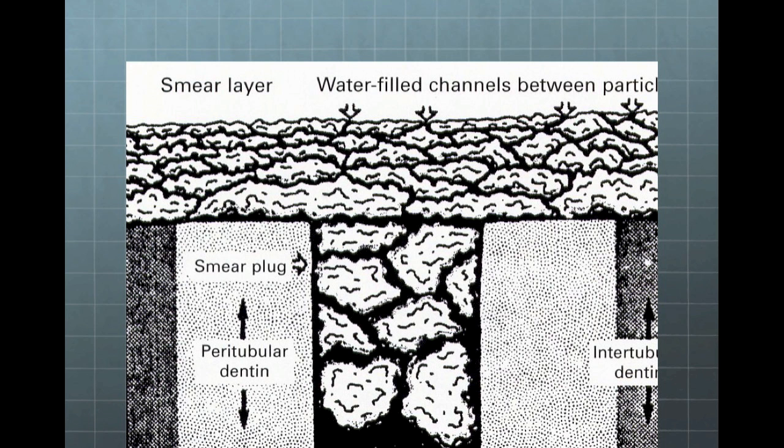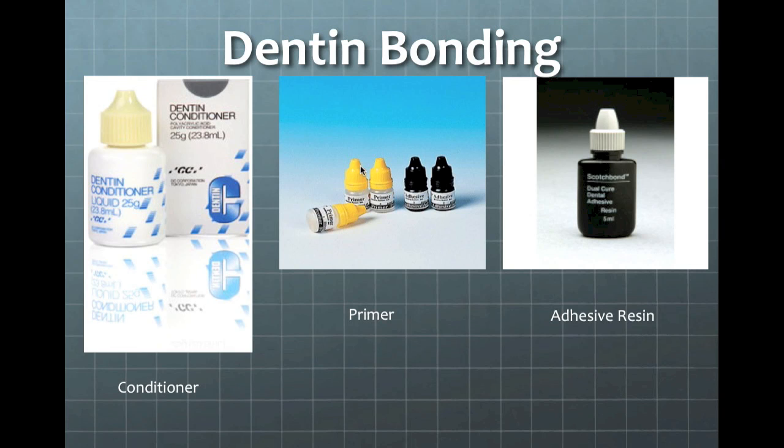And actually, we can use this for bonding. The good thing about this plug is it's going to reduce sensitivity, because if the tubules were open, the tooth can actually be sensitive, but this plugs that, and we can also use this smear layer for bonding. Okay, this is what we need for dentin bonding: a conditioner, a primer, and an adhesive resin.